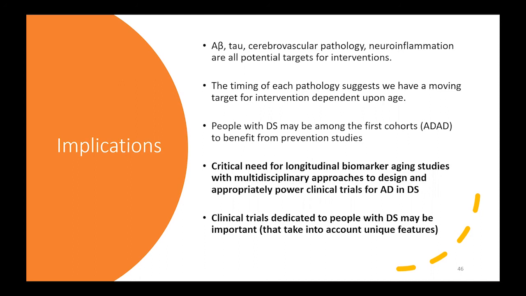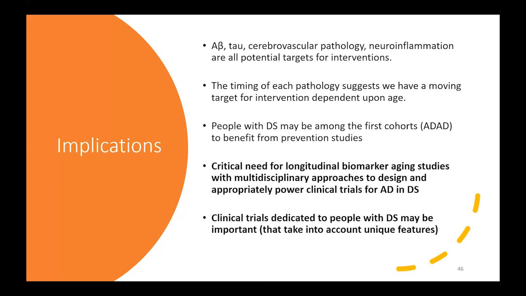And maybe, given the timelines of how aging and Alzheimer's disease develop in Down syndrome, they might be one of the early cohorts that really benefits from a prevention study, since we kind of know the age of onset of each of these pathologies. But we can't really implement these clinical trials and prevention studies very well yet, because we still need to figure out what the best clinical outcome measures are for doing these intervention studies. We also need to understand it just in terms of aging.